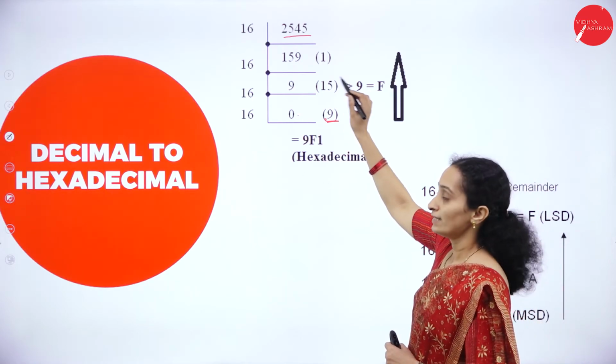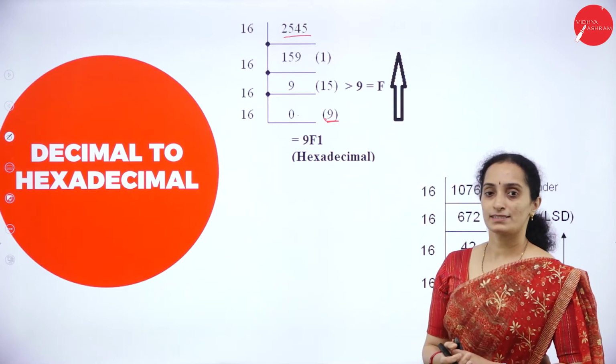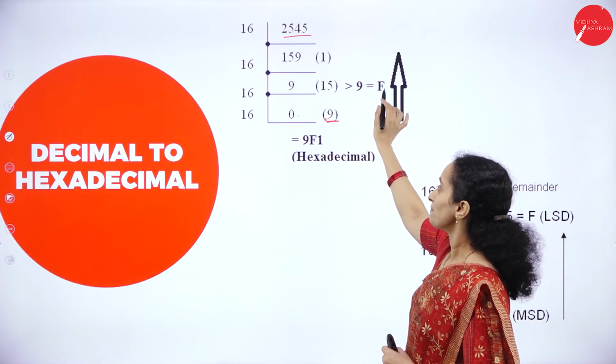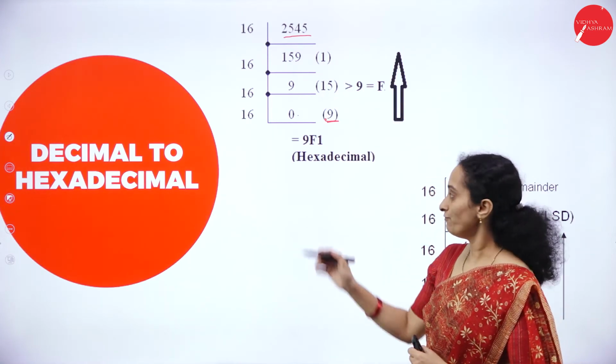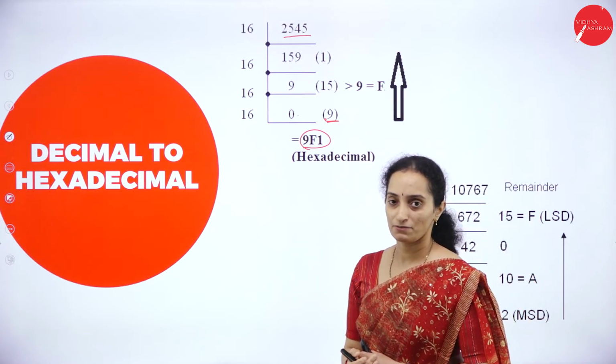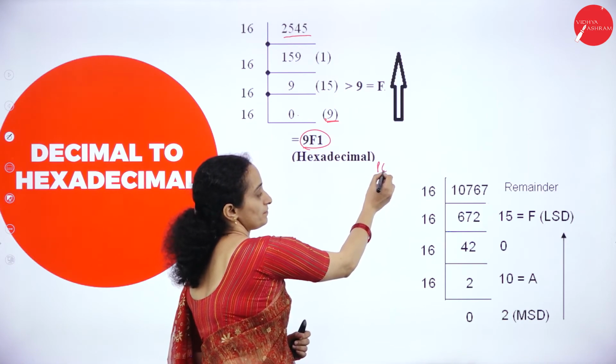Now 15 can be represented as F. Is it not? 15 is greater than 9. So 15 is represented by the alphabet F. So the final result will be 9F1, to the base 16.